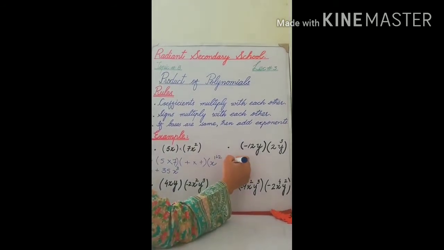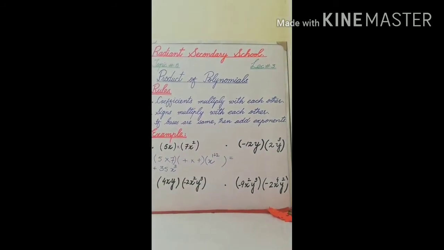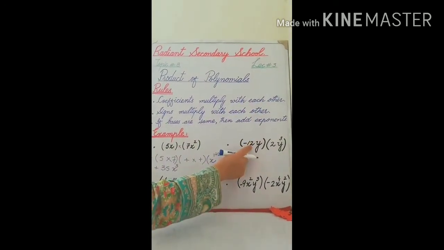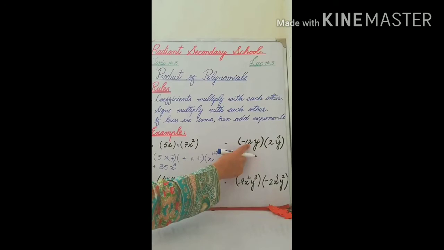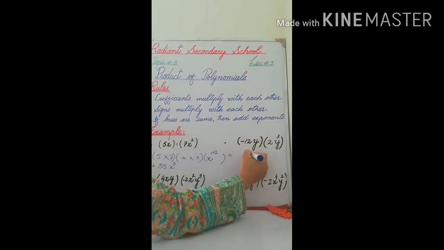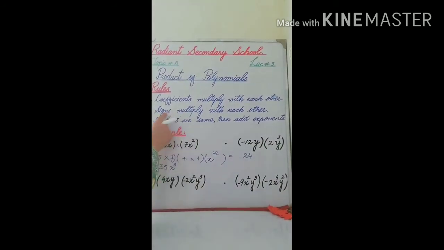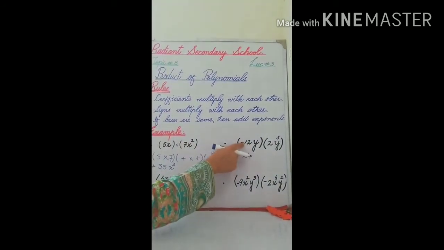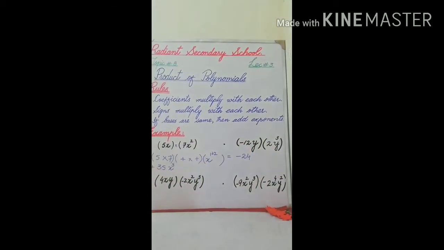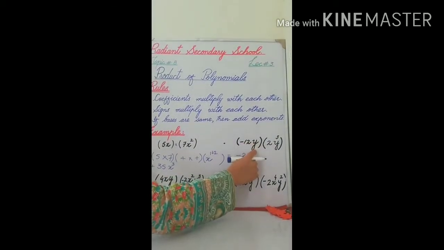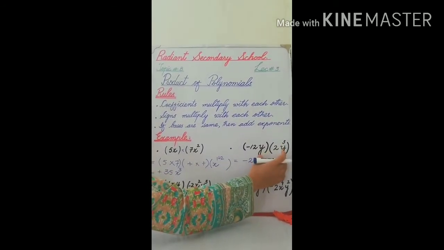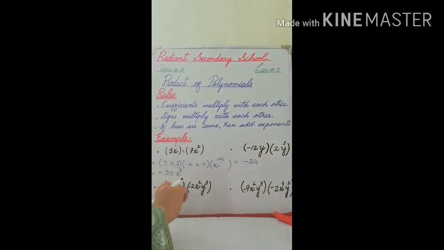Okay, now come on the second example. Now we will solve directly. Firstly, coefficient with each other. What is coefficient? 12, and what is coefficient? 2. 12 2s are 24. Now we have to multiply signs. This bracket has minus sign, this bracket has plus sign. Minus plus minus. Now what is a base here? Y, and what is base here in second bracket? Y. Both bases are same, so their exponents will be added.